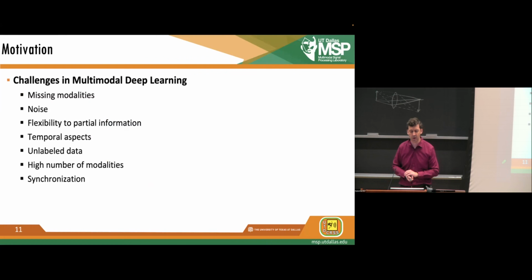Still, most of these areas consider images and text or speech. And when you extend these models into videos or sequences of videos, there are important aspects that need to be addressed for this technology to be powerful. What do you do when you have missing modalities? What do you do when you have noisy modalities, where some of the modalities are less reliable? What do you do when you have partial information in your training or when you try to do inference? How do you deal with temporal models and unlabeled data? How do you deal with cases where you don't have two modalities, but many? How do you prioritize and weight those modalities accordingly? And of course, synchronization of the modalities.